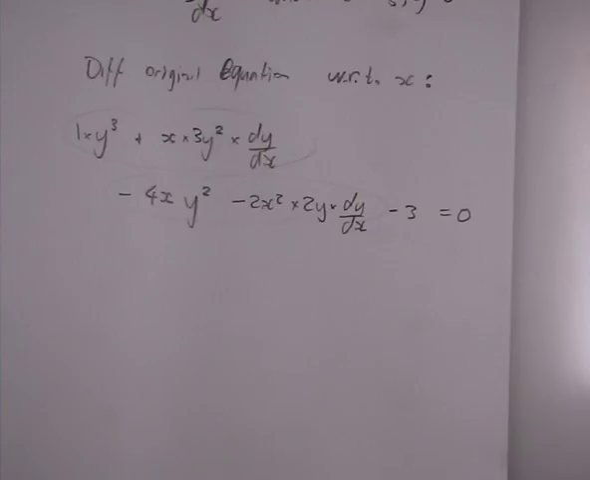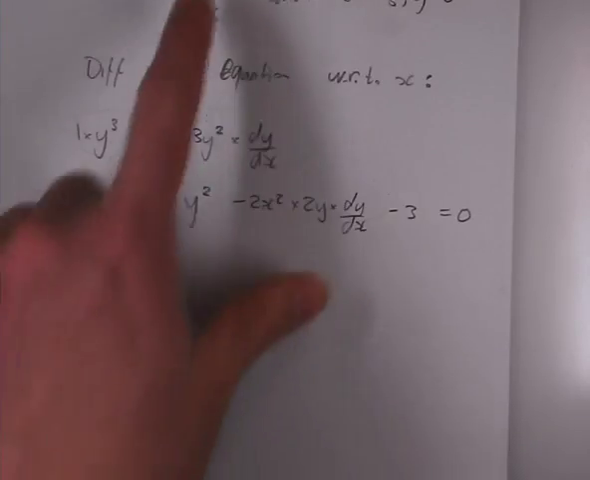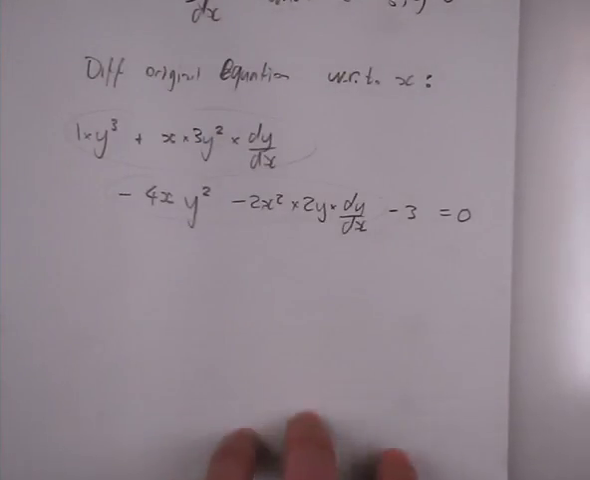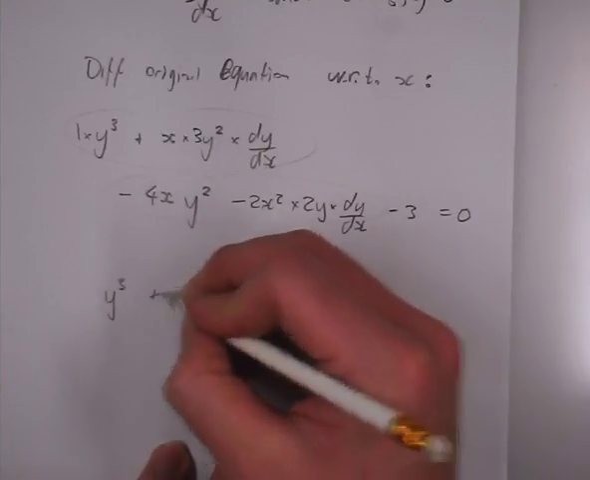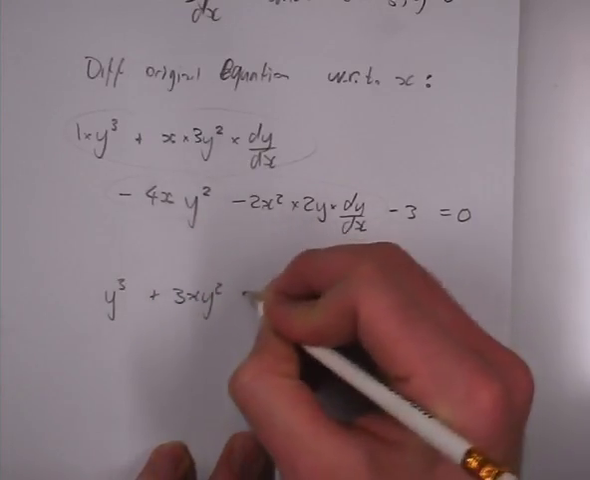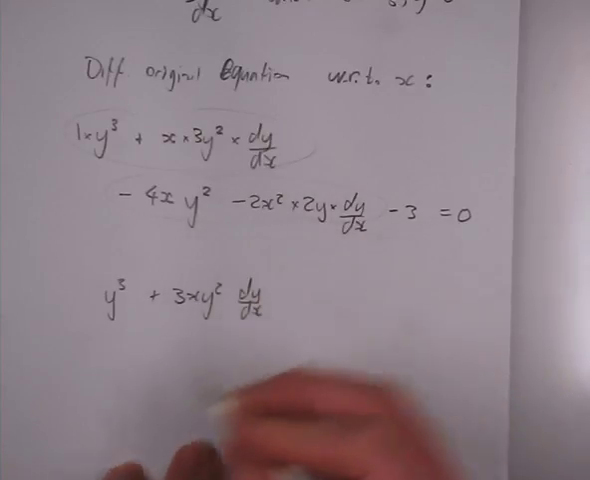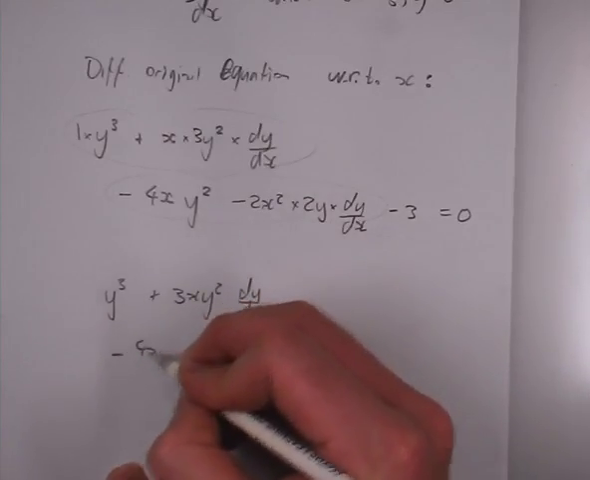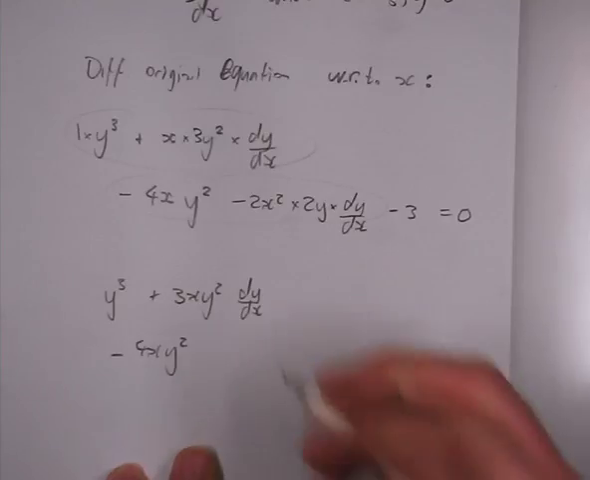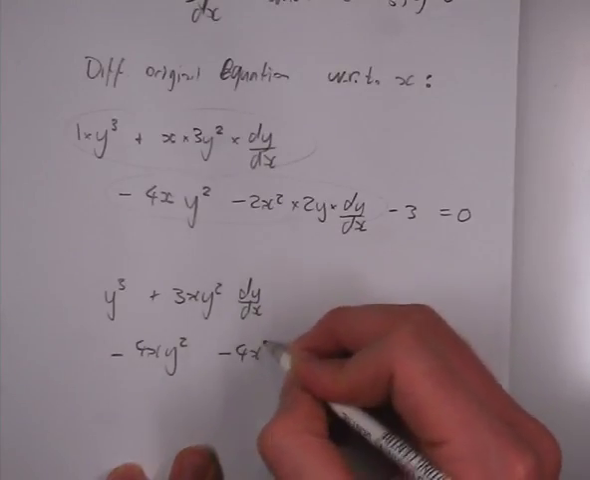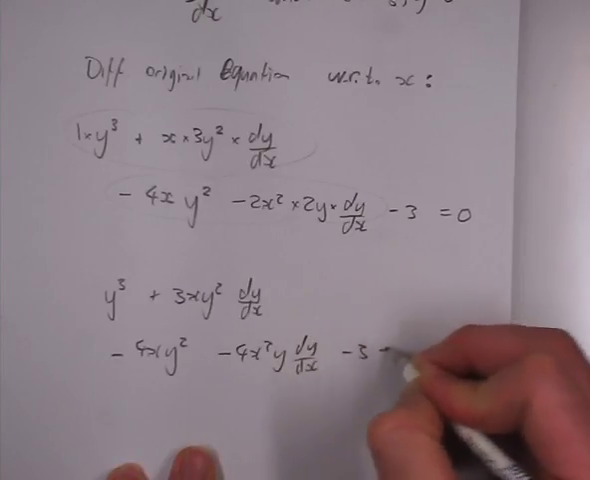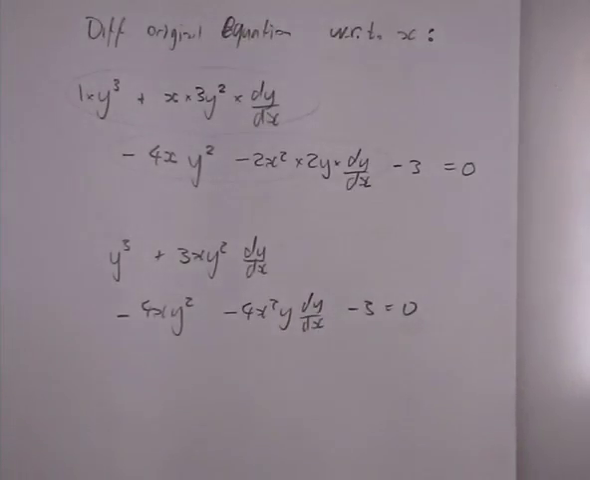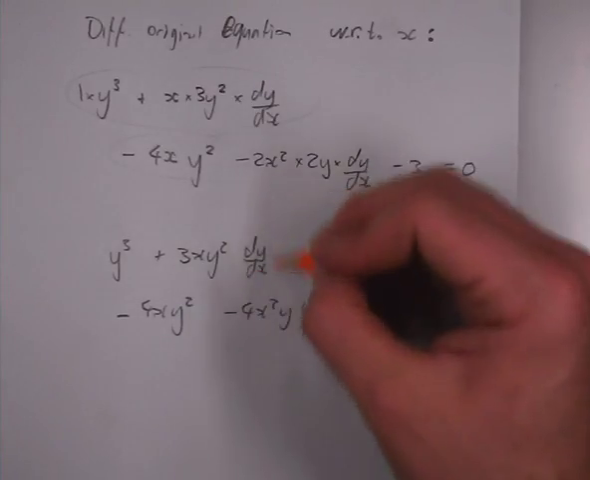Okay, so now I need to get a formula dy on dx equals, because that's what I was trying to find. I was trying to find dy on dx. So I'll just rewrite this to look prettier first. So I've got y cubed plus 3xy squared dy on dx minus 4xy squared minus 4x squared y dy on dx. So this is what I'm looking for, the dy on dx.